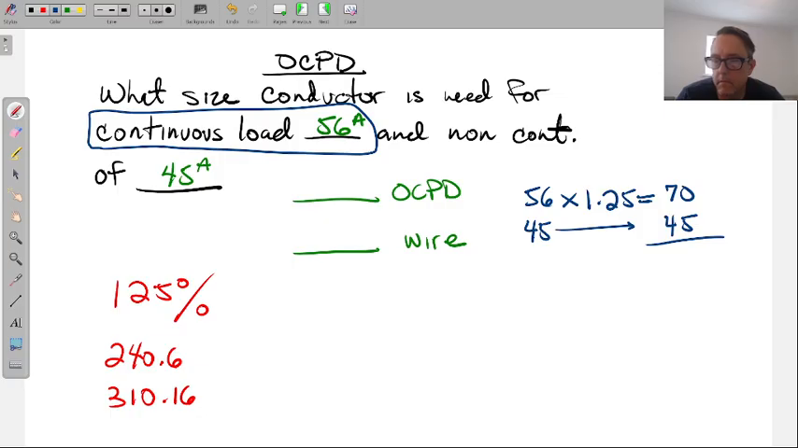Does that move it into the 75-degree column? Very good. So we're already getting there. So we add these two up, 70 and 45, and this will give me 115.